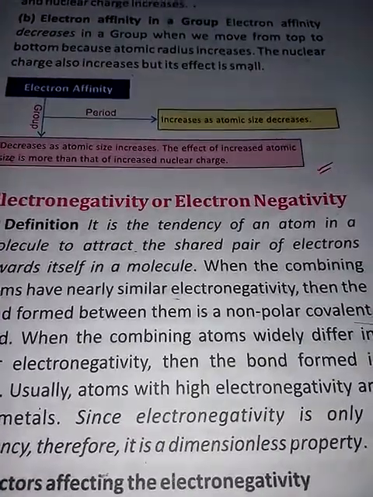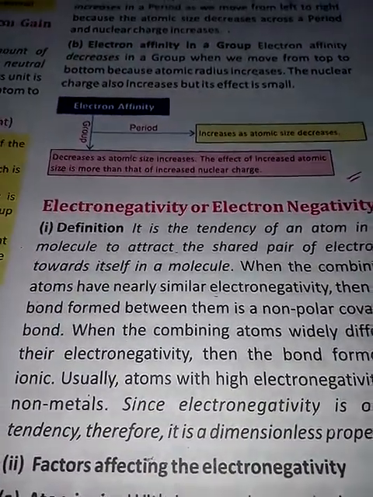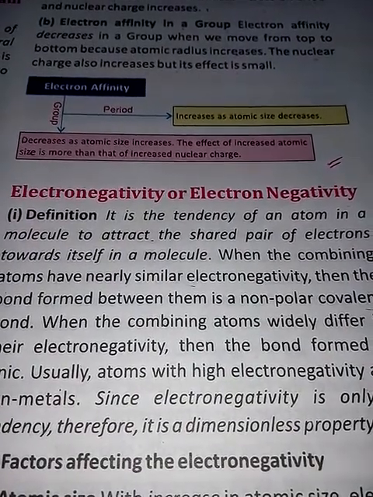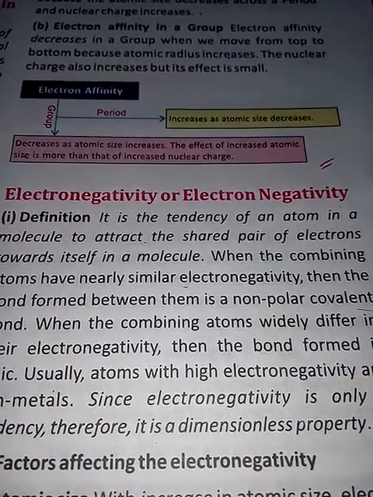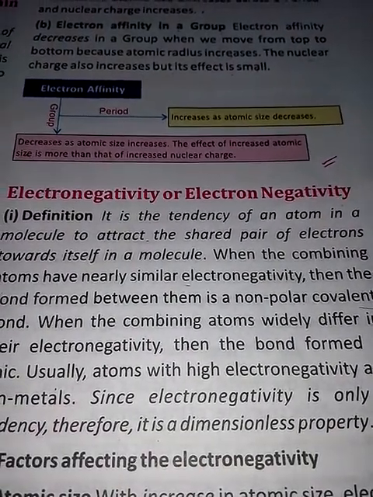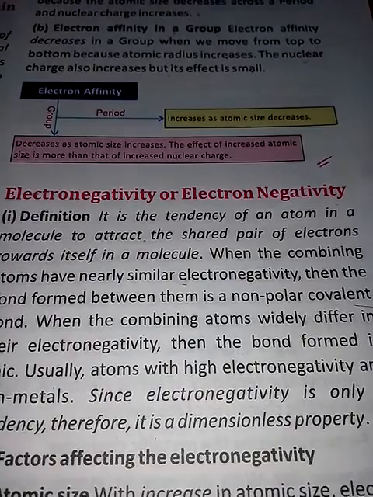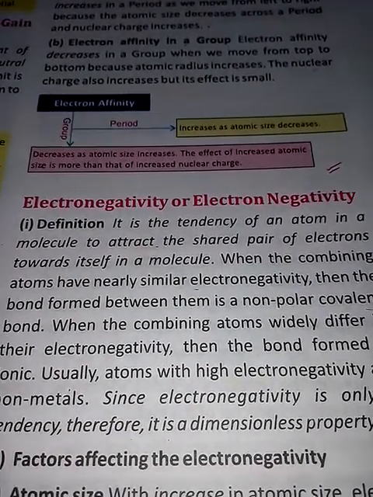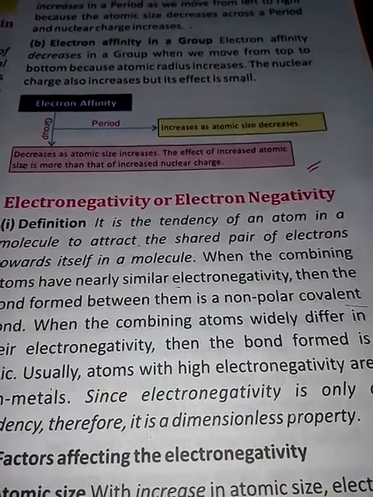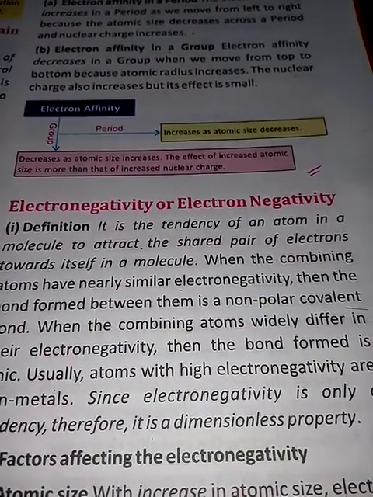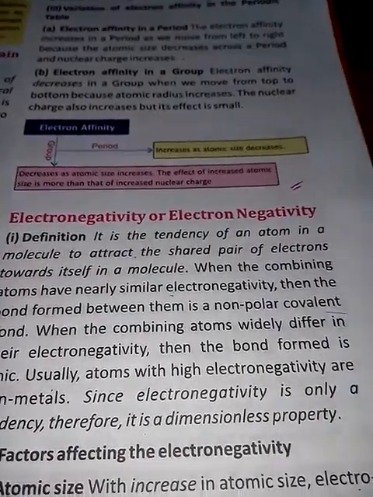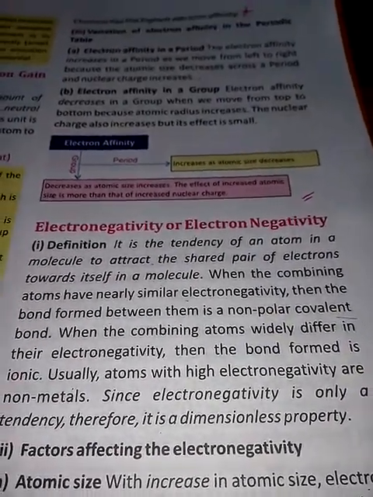Hello students, in this video lecture I will explain electronegativity. Let us go by the definition first. It is the tendency of an atom in a molecule to attract the shared pair of electrons toward itself. So what is electronegativity? Electronegativity is a tendency of an atom in a molecule to attract the shared pair of electrons toward itself.